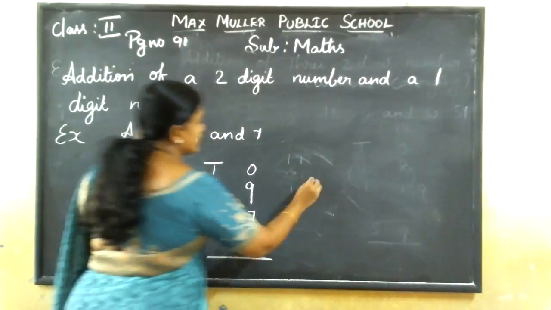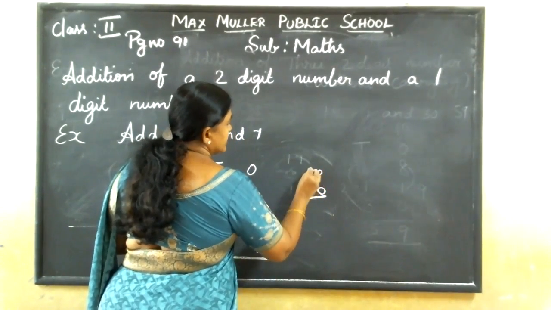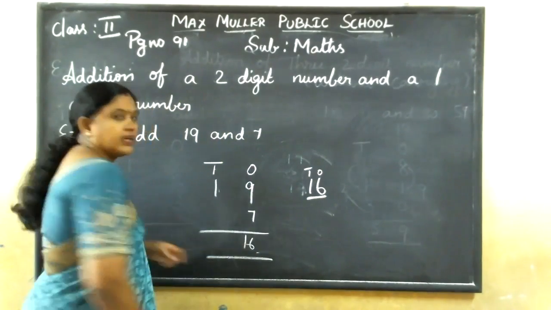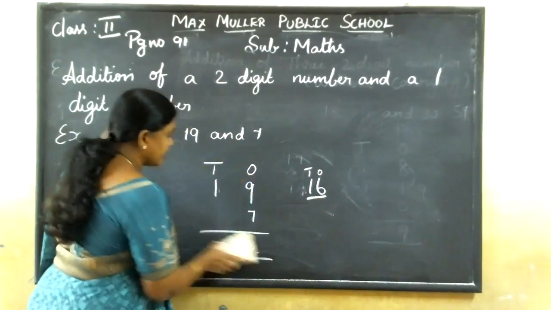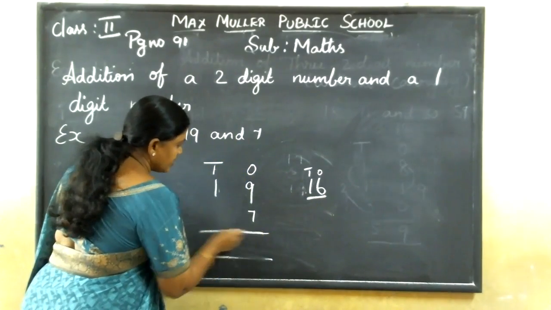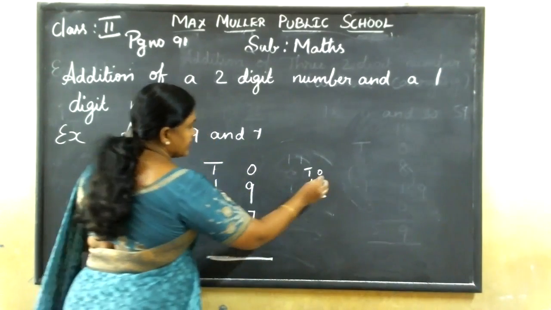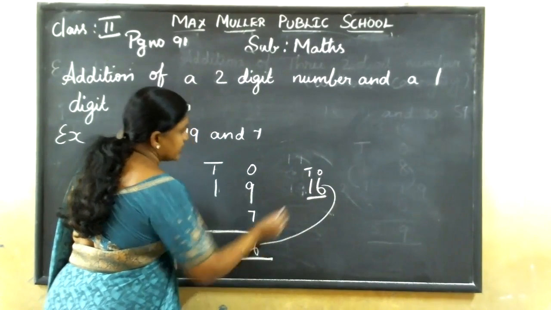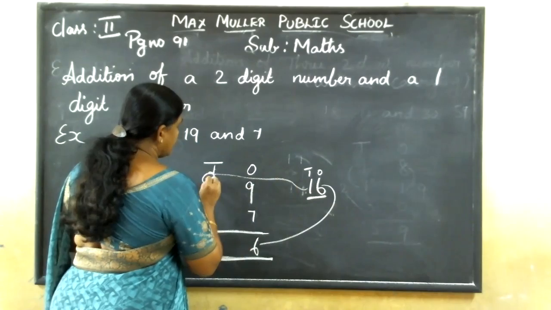16 is a two-digit number, no, children? So 16 has ones and tens. So where will you write it? Shall I write 16 here? Is it correct, children? No, this is not correct. You don't write two-digit numbers in the ones column. See, one you want to carry. This 6 will be written here. This 1 will be carried to here.